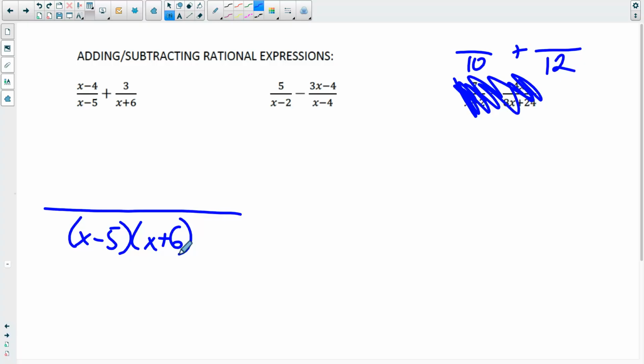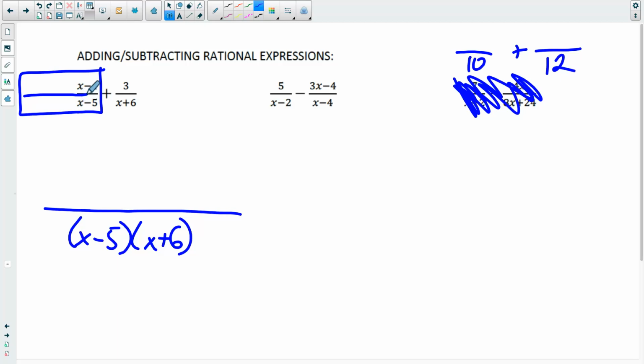I don't actually like to distribute this at all, because if I'm going to cancel anything later on in the problem, it's got to be in factored form. So don't do anything else with the denominator now. Leave it. Just wave at it from a distance and don't do anything. Now we have to deal with the top pieces. I like to play a little game of what's missing.